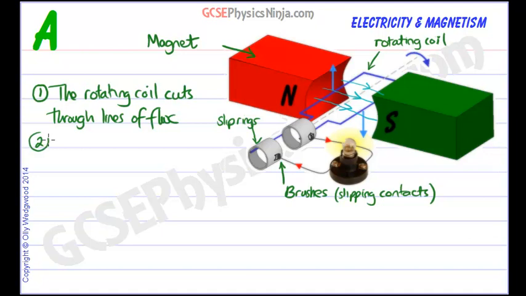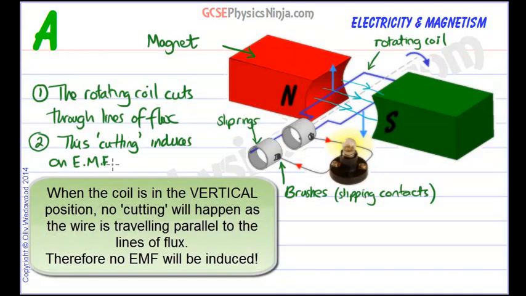So number 2, this cutting effect, this cutting of flux, induces an EMF, an electromotive force in the coil, which is a fancy name for a voltage, a potential difference.